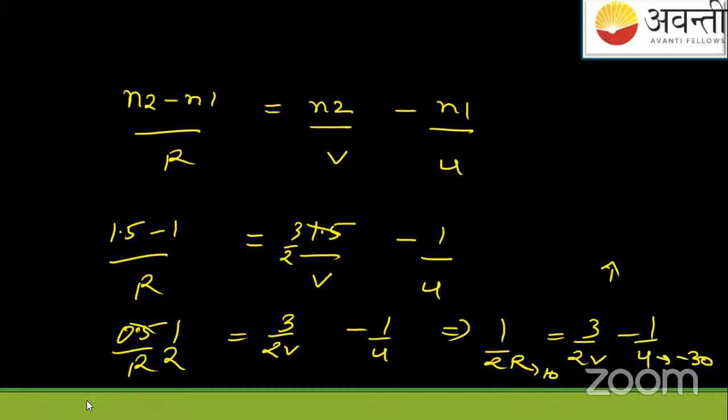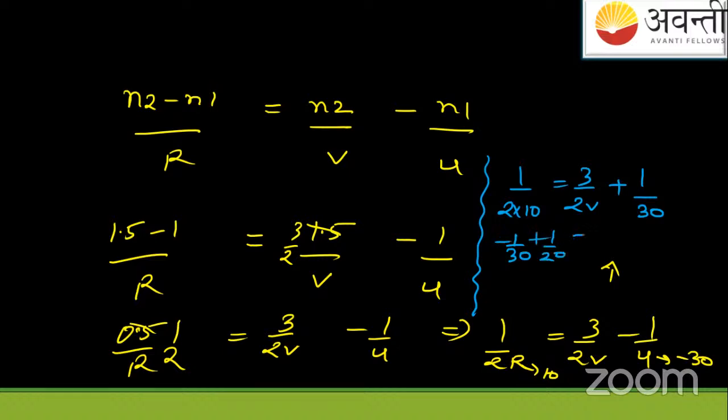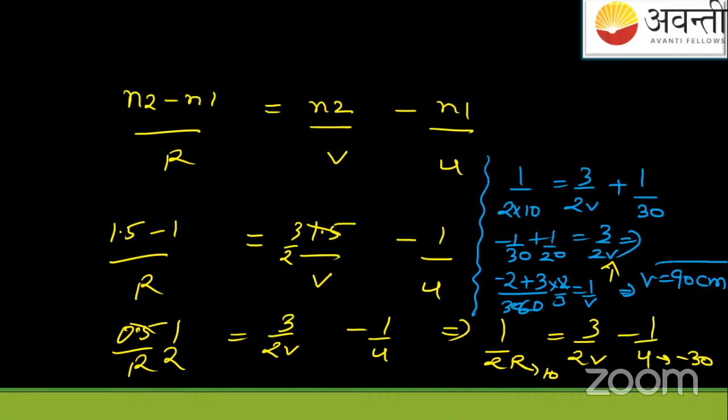Okay, let us solve this here. If you solve this thing, in blue: 1 upon 10 equals 3 upon 2v minus 1 upon minus 30. So this will give you 1 by 30 and this will be equals to 20. 3 by 2v. If you solve it, what will come? 1 by v equals 1 by 90. Okay, so you will get v equals 90 centimeters, students. v here will come 90 centimeters.